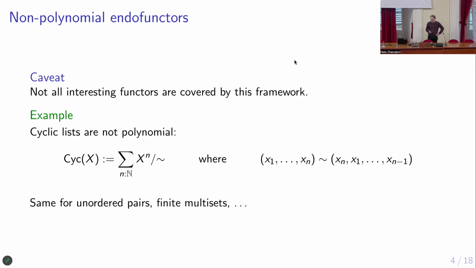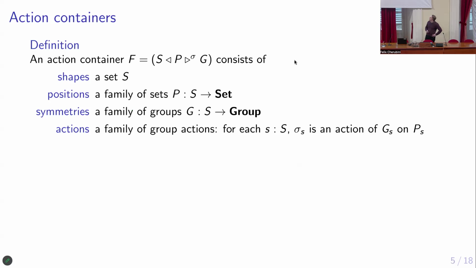Let's see what we can do about this. What I propose is that we take our good old containers and extend them a little bit with more structure that hopefully encodes a bunch of the symmetries. For cyclic lists, you can think of the symmetries as follows: you can identify distinct tuples if you can find some cyclic shift that shifts one of the tuples onto the other.